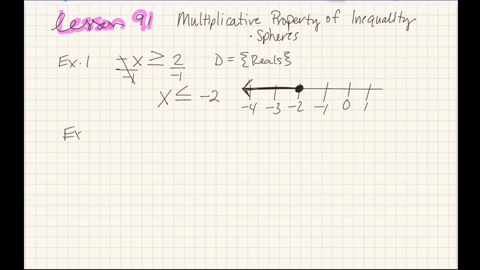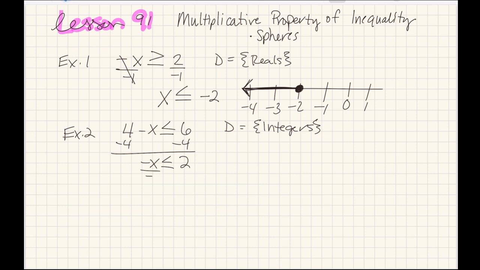Okay, let's do another one. Example number 2. We want to graph this solution. 4 minus x is less than or equal to 6, and my domain is all integers. First, I need to solve for x, so I'm going to subtract 4 from both sides. Then I get negative x is less than or equal to 2.